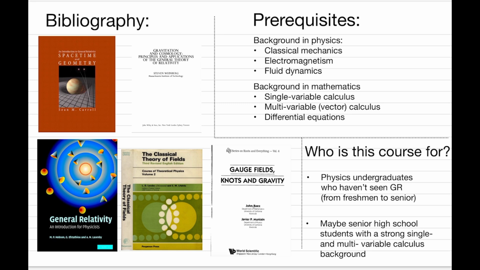So who is this course for? This course is mainly for physics undergraduates who haven't seen general relativity. Whether you are freshman, sophomore, junior, or even senior, but I think that this course is going to be more useful for freshmen and sophomores, the first and second year students. Also, if you know calculus and you are in high school, because maybe you have done the units from Khan Academy about calculus AB, calculus BC, and also multivariable calculus, and you have done A-levels exams of calculus, and you have a strong background of calculus in high school, maybe you can take this course.